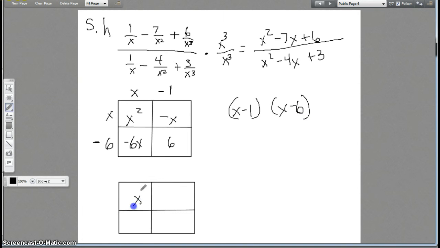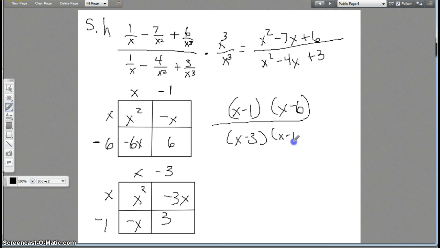Our denominator, we have x squared and we have 3. We make our x squared with x times x. The 3 is obviously 3 and 1. It has to be negative because this is negative and that's positive. So we have a negative 3x and a negative x. So this factors as x minus 3 times x minus 1. Our x minus 1's cancel. We have x minus 6 over x minus 3.